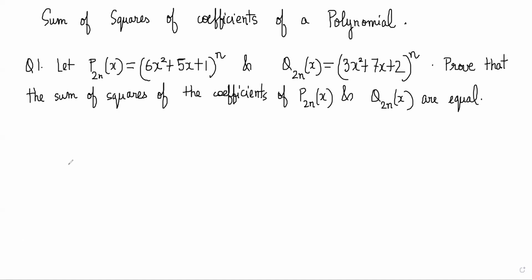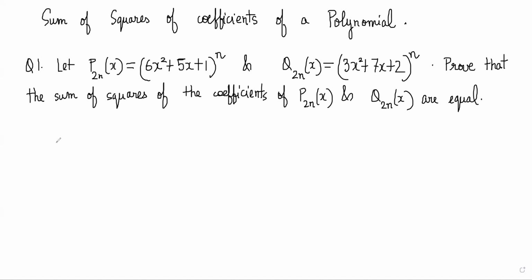So the first problem is this: let P2n of x be this polynomial (6x squared plus 5x plus 1) whole power n, and Q2n of x is (3x squared plus 7x plus 2) whole power n. We have to prove that the sum of squares of coefficients of P2n of x and Q2n of x are equal, right? So how do we find the sum of squares of the coefficients of a polynomial?